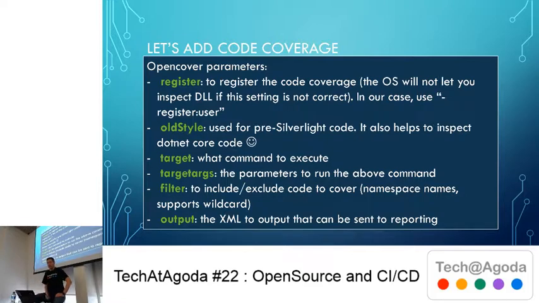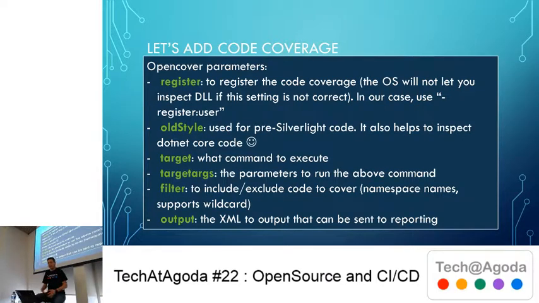Old style is what I was mentioning, so it was done before Silverlight, and lucky for us, it also works for .NET Core, so we are going to use that feature. Target. Target is basically what I just did earlier. It's going to do a .NET test to execute the test, and as it's running this command, it's going to do some inspection and collecting information about the code that is being run and executed.